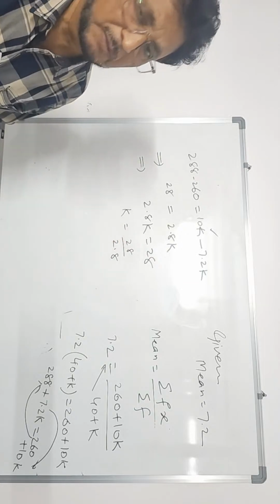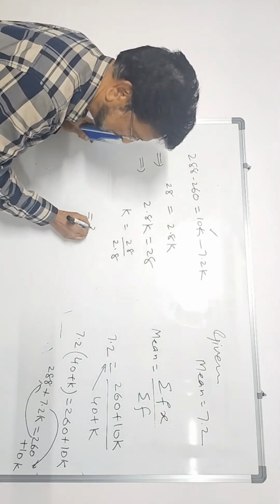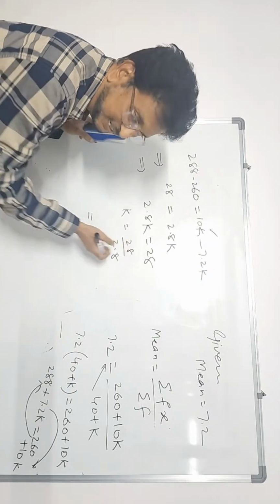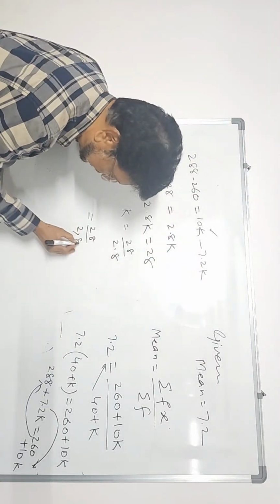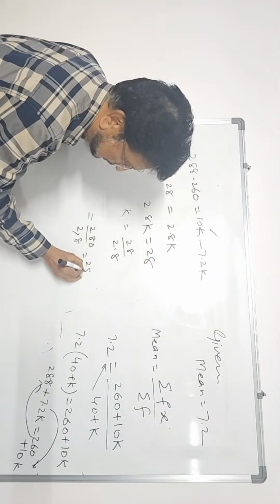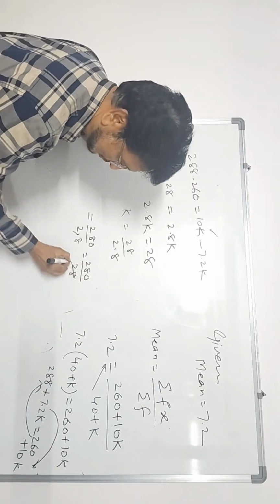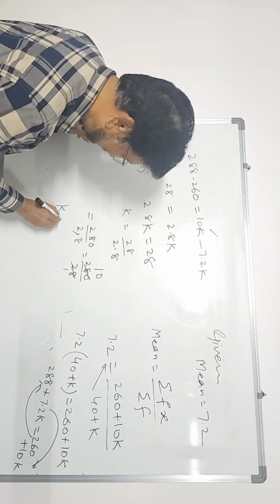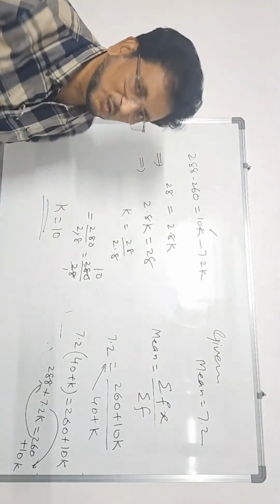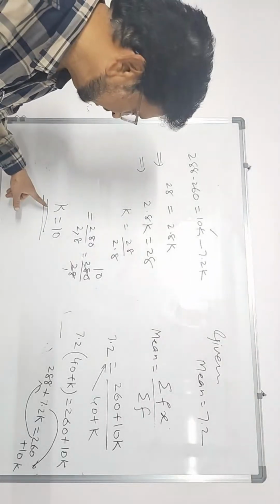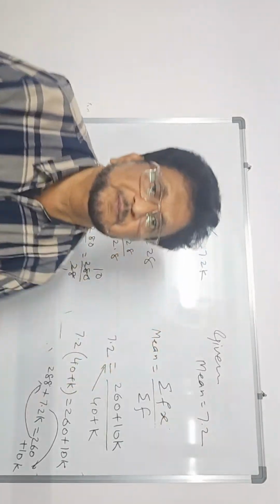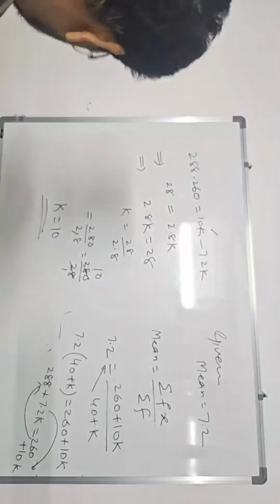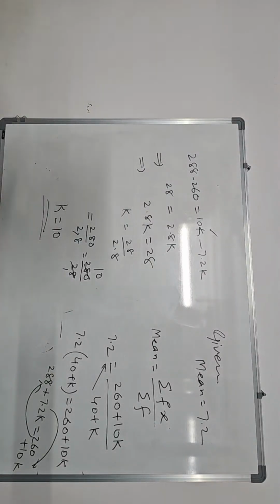28 by 2.8. How much is it? Simple one. Generally students make mistakes here. 2.8, after one digit the decimal is there. If you remove this, 1 zero is added above. 280 by 28. Now 28 ones are 28, 28 tens are 280. The value of k is 10. If the value of k is 10, then only the mean of the given data will be 7.2. This is the meaning. Okay. Have you understood this point? Note it.